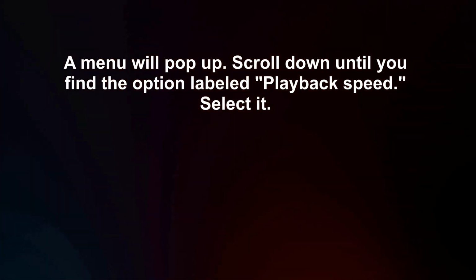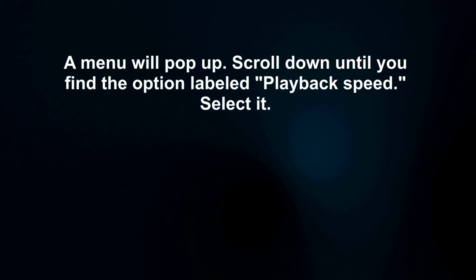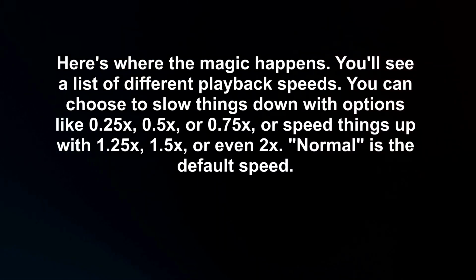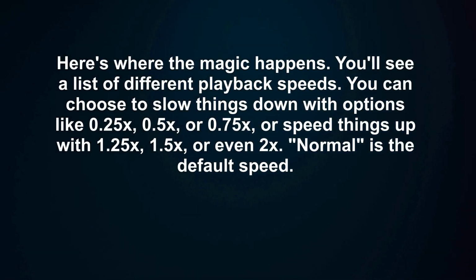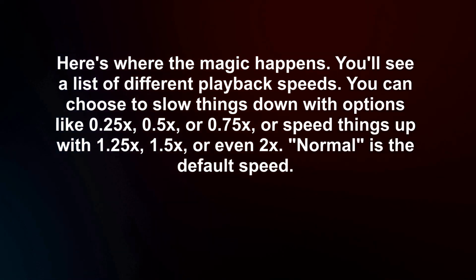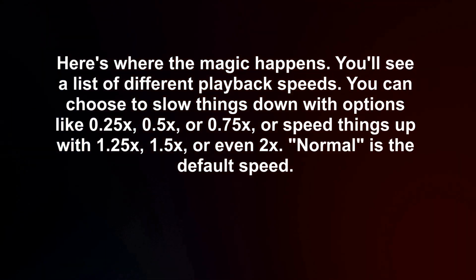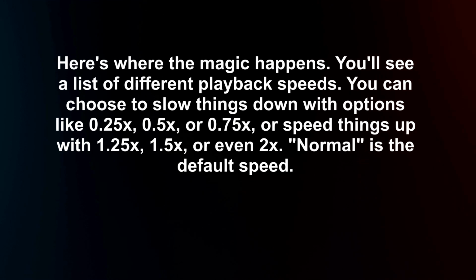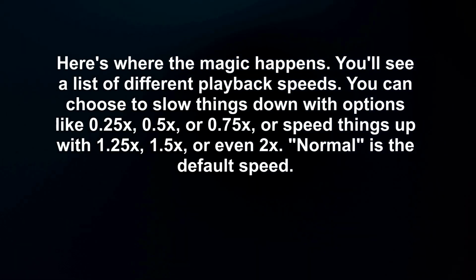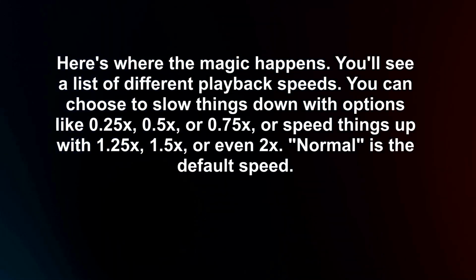A menu will pop up. Scroll down until you find the option labeled Playback Speed. Select it. Here's where the magic happens. You'll see a list of different playback speeds. You can choose to slow things down with options like 0.25x, 0.5x, or 0.75x, or speed things up with 1.25x, 1.5x, or even 2x. Normal is the default speed.